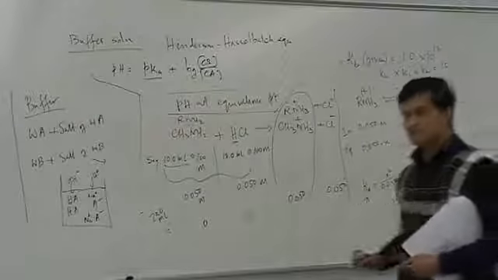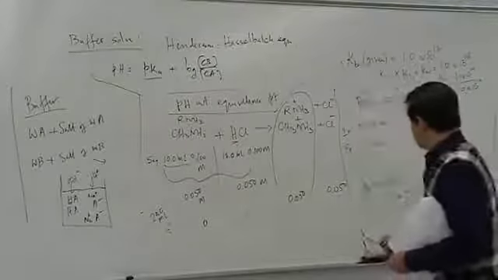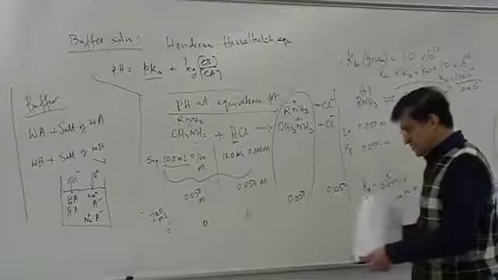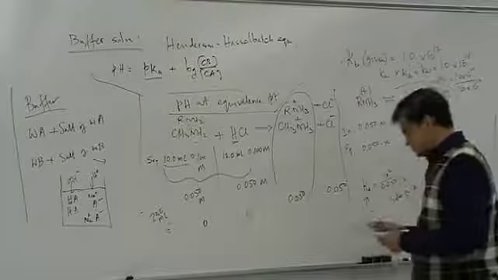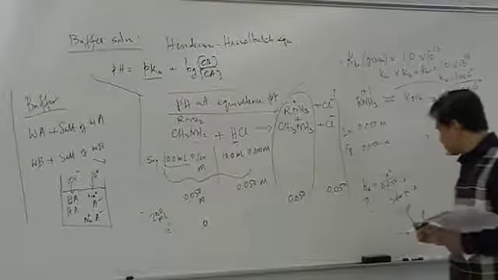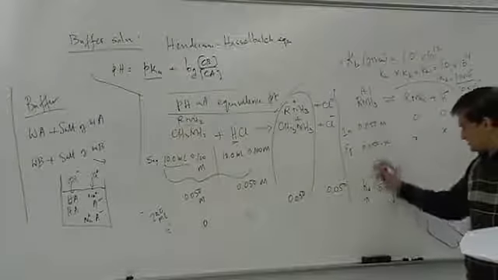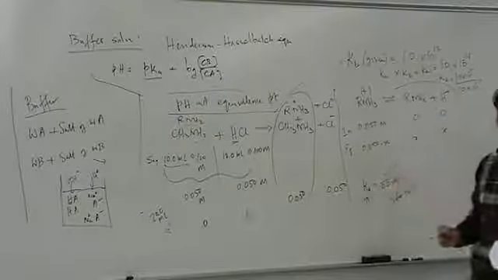It would be a good idea to pick some of these problems from the book for your practice and solve them, either by quadratic means, depending upon how small the x value is. Whenever the Ka value is pretty small, then it's a good assumption to ignore x from the bottom. If it is not that small, then you have to solve by the quadratic method.